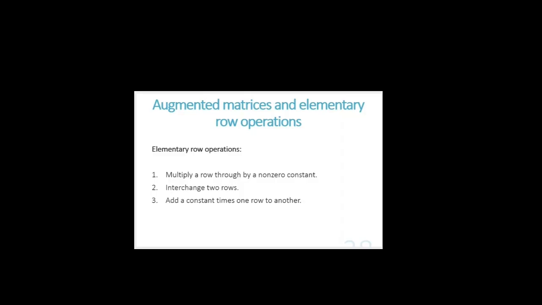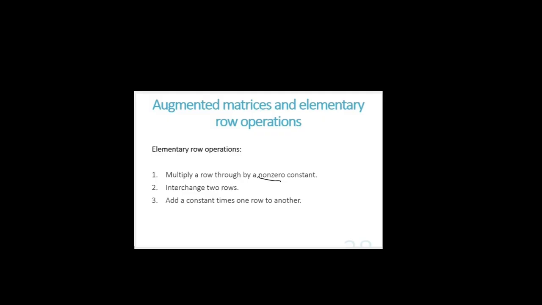You can multiply a row through by a non-zero constant. It is important that you note that it is a non-zero constant. Why would you not want to include 0? Because that's not going to tell you anything. That's not going to help you, right? You're going to eliminate that particular row, and that would not be good.